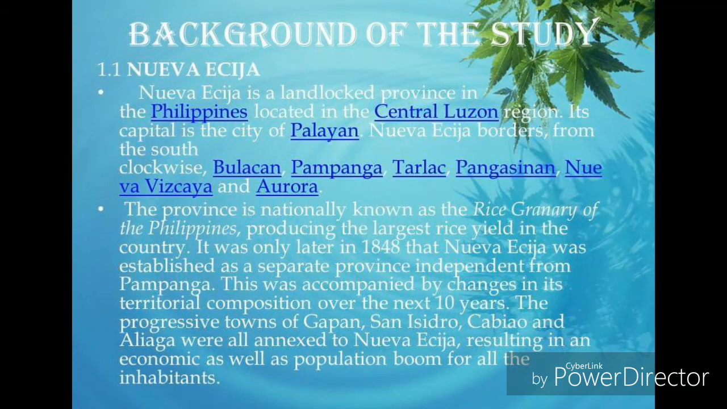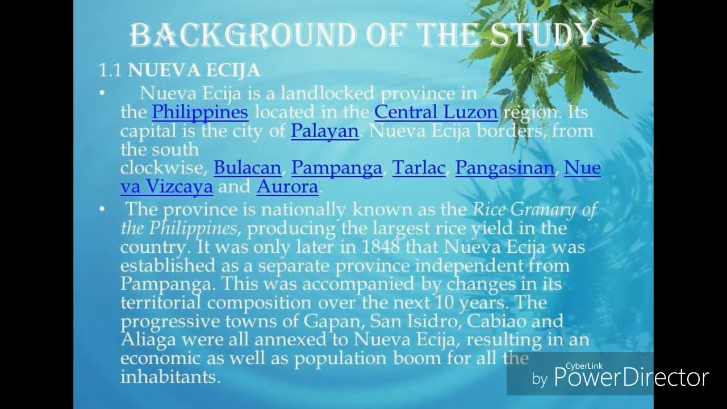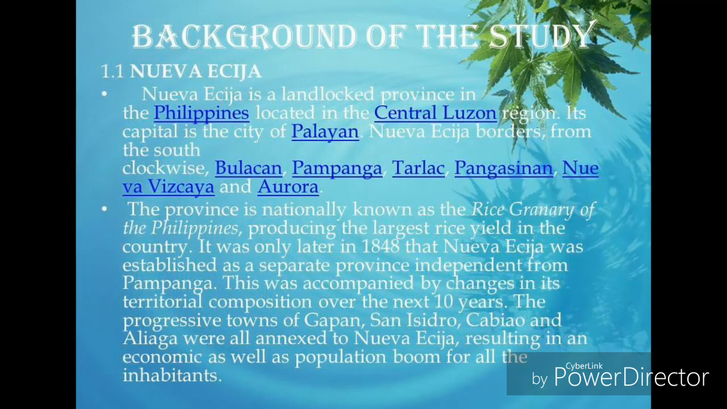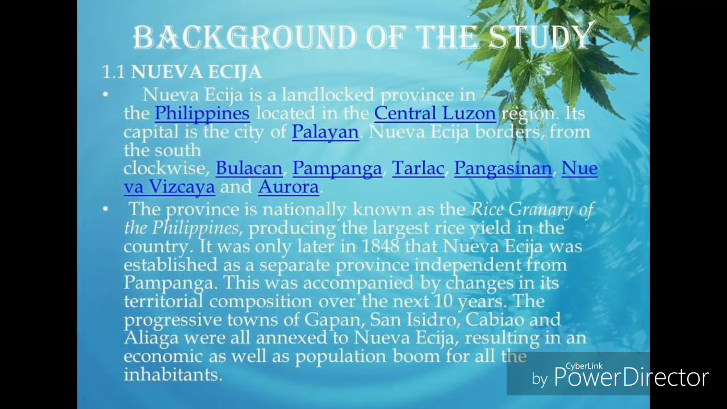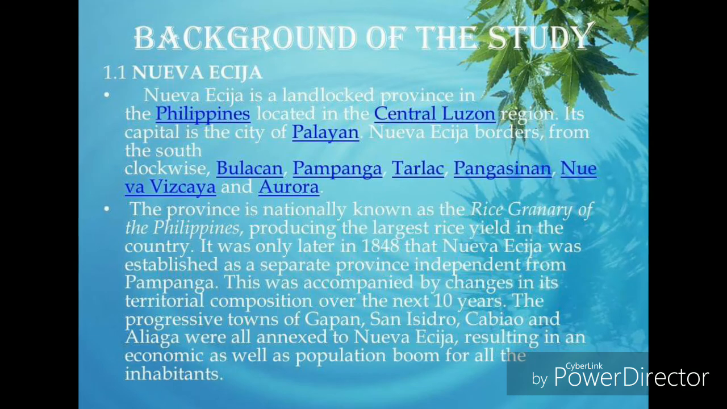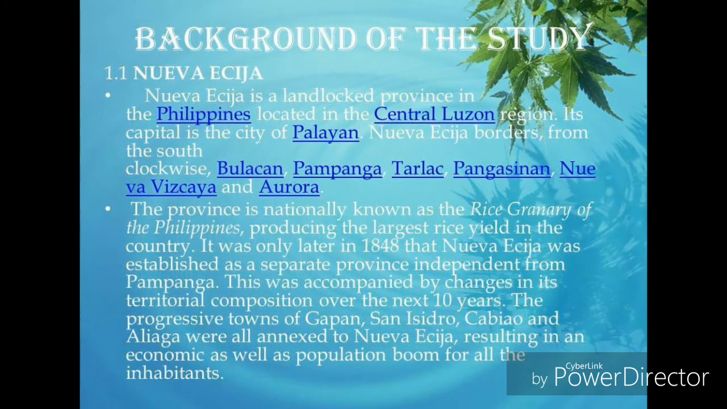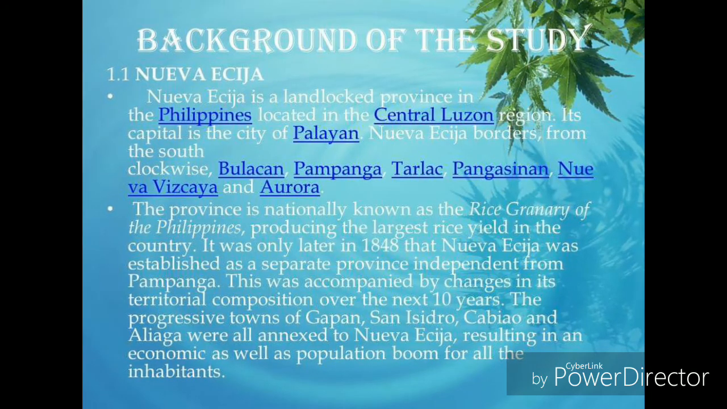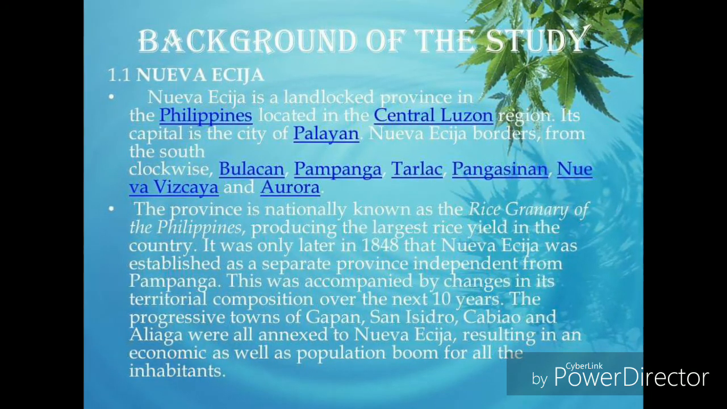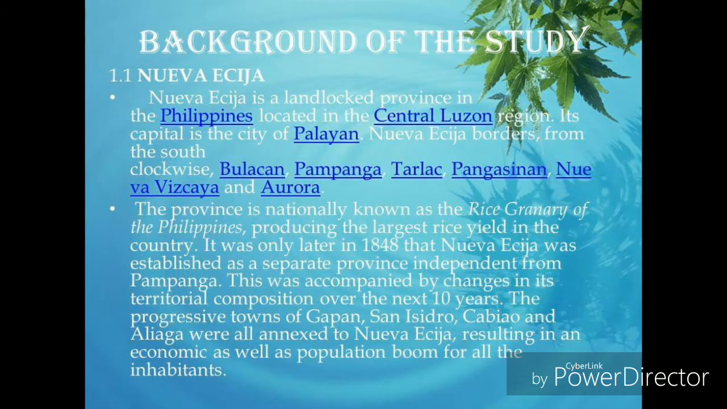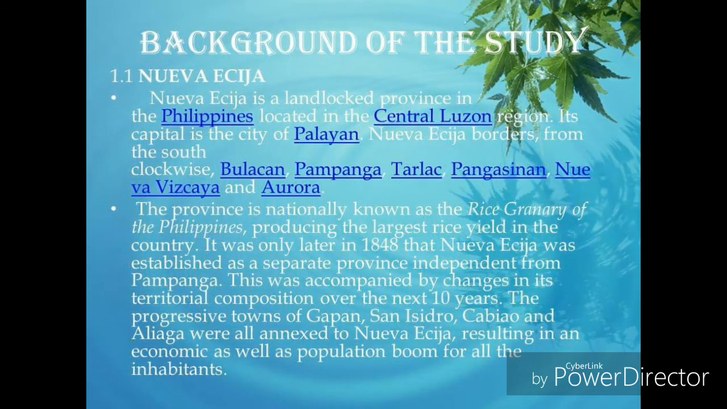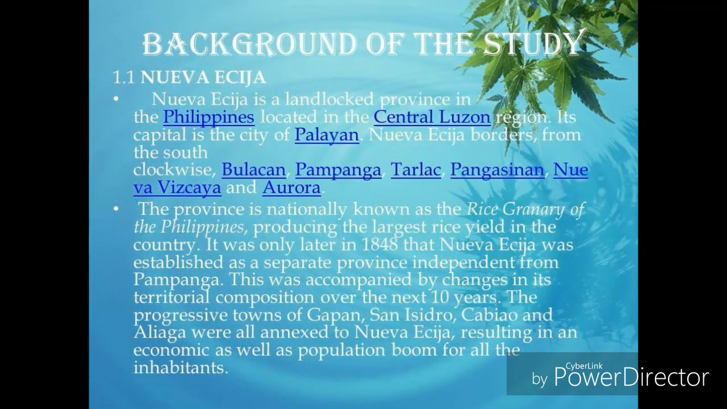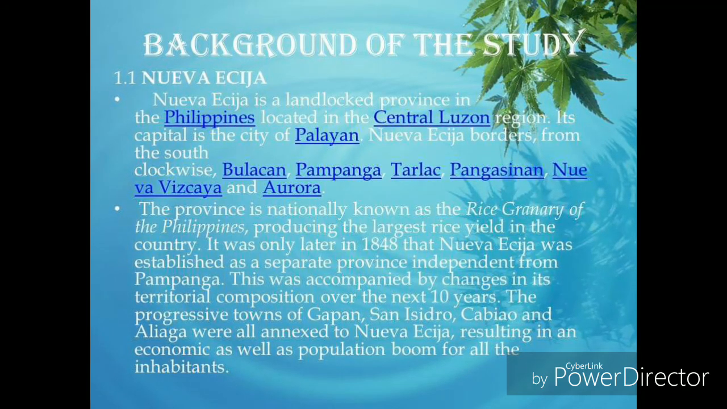It was only later, in 1848, that Nueva Ecija was established as a separate province independent from Pampanga. This was accompanied by a change in its territorial composition over the next 10 years. The progressive towns of Gapan, San Isidro, Cabiao, and Aliaga were all annexed to Nueva Ecija, resulting in an economic as well as population boom for all the inhabitants.